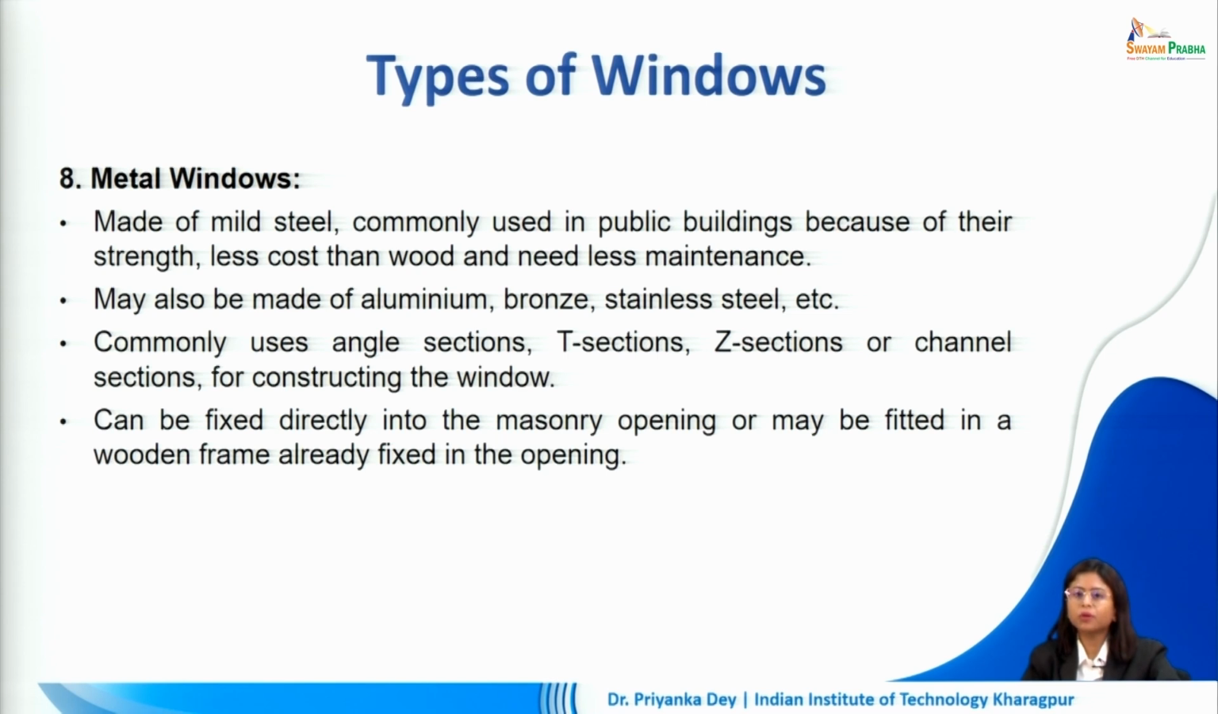Metal windows are also very commonly used in public buildings because of their strength, less cost than wood, and also they require less maintenance over the lifetime of the building. They may be made of aluminium, bronze, stainless steel and other elements. Commonly used angle sections, T sections, Z sections or channel sections are popular in constructing this type of window. They can be fixed directly into the masonry opening, or it may be fitted in a wooden frame that is already provided in that opening.